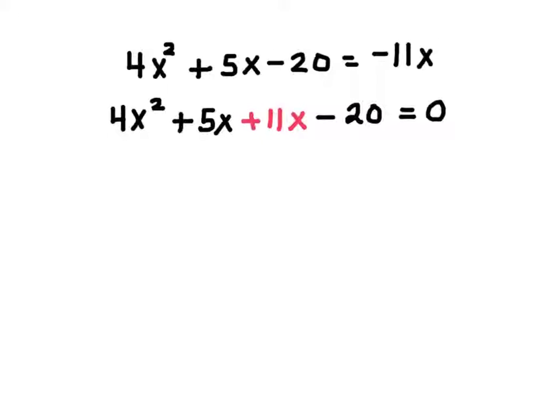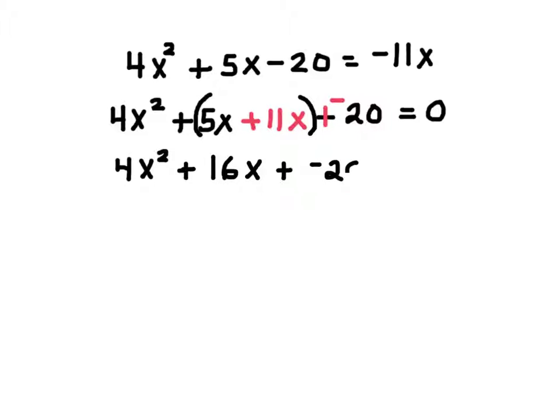Let's move this up. I also want to change this subtraction to add the opposite. And now I can associate these two middle terms together and add them, and I get 4x squared plus a 16x plus a negative 20. Okay, I've combined like terms on my left-hand side, and the right-hand side is 0.